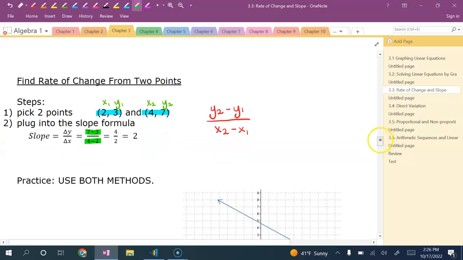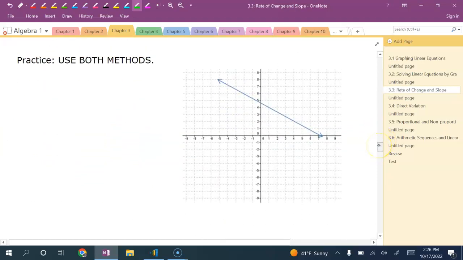So I want you to practice using both of those methods. Pick 2 points on this line and use the first method where you count the distance between the 2 points. And then I want you to confirm your answer by using that second method, by actually plugging it into your slope equation and finding the slope.